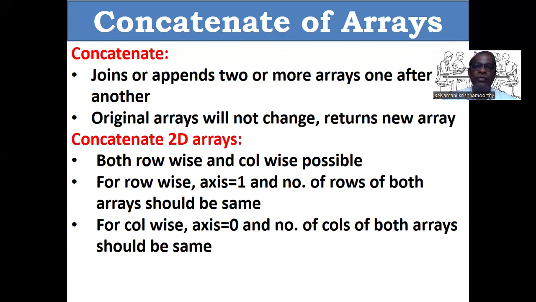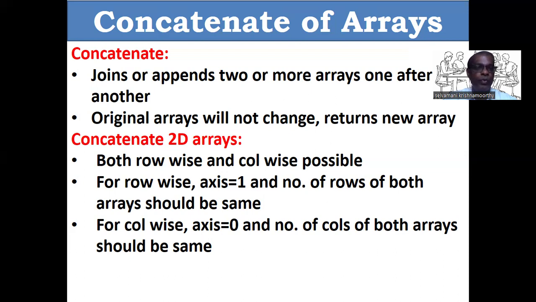Okay. If it is a one dimensional array, no problem, because it can have only one dimension. What about a two dimensional array? For a two dimensional array, rows and columns are there. Am I right? Good. How can we concatenate two dimensional arrays? See, first point. Both row-wise and column-wise can be concatenated. That means both row-wise and column-wise are possible.